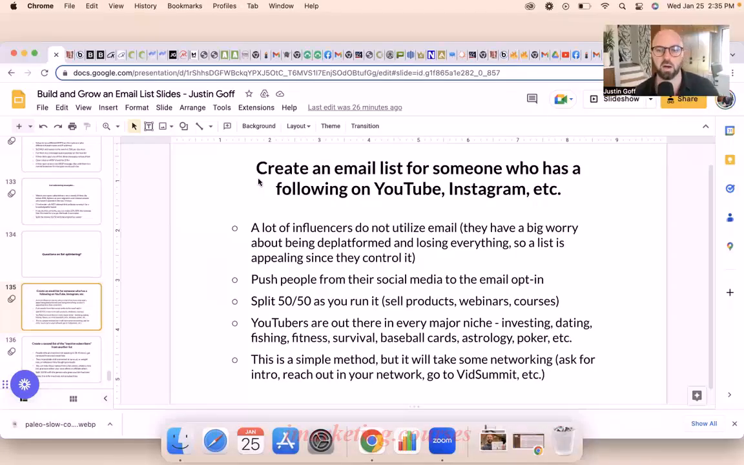The big play here is that a lot of the big influencers do not utilize email. It's pretty shocking how many of them are totally reliant on YouTube, Instagram, stuff like that, and they do not have an email list. Most of them have a big worry because they understand they could be deplatformed, demonetized, lose everything. So the idea of having an email list will really appeal to them. And if you can show them the potential and the amount of money they can make, I think they'll be pretty interested.